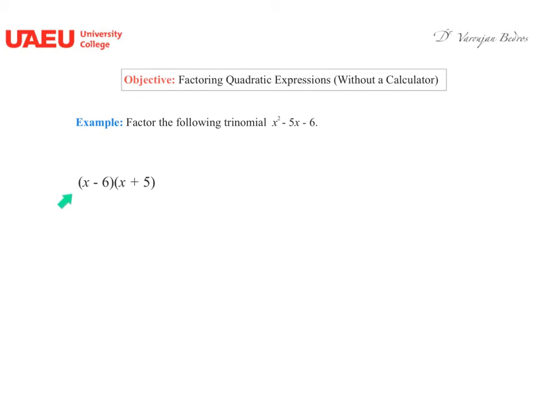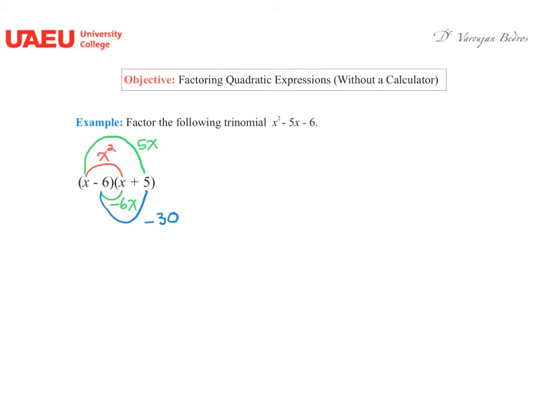In order to do this multiplication, remember we multiply the first term with the first term, x times x giving us x squared. Then we do the first term with the second term, x times 5, which is 5x. Next we multiply the second term with the first term, negative 6 times x, we get minus 6x. And last but not least, we multiply the second term by the second term and we get negative 30.